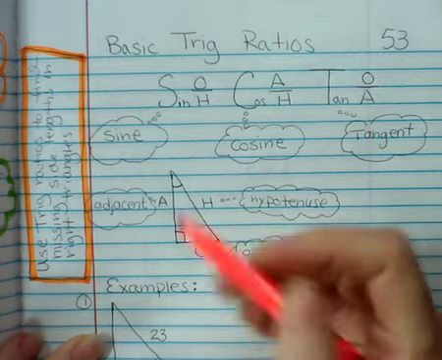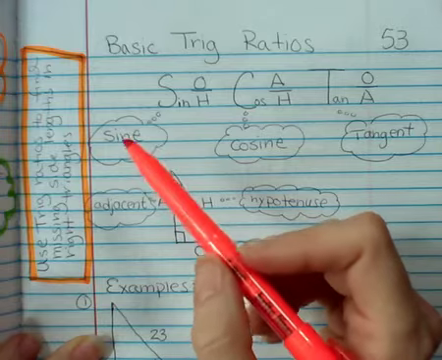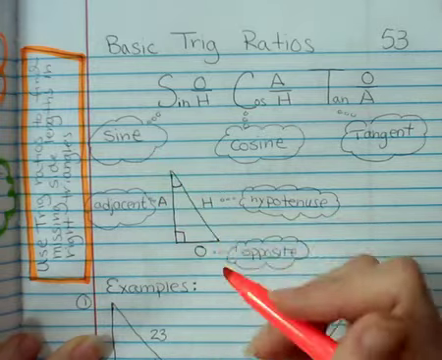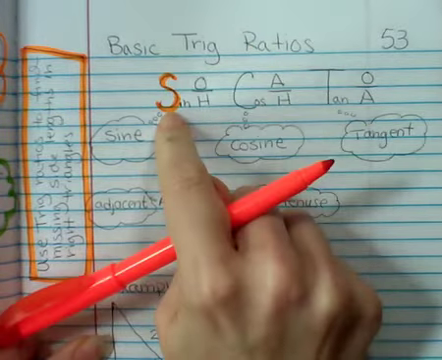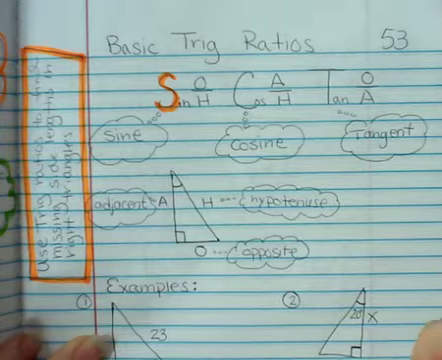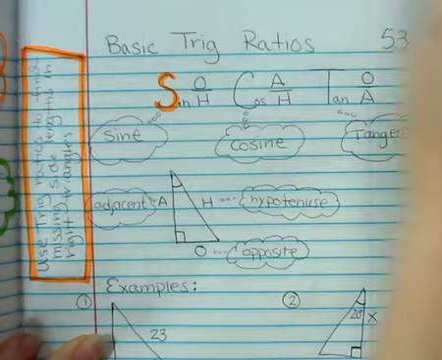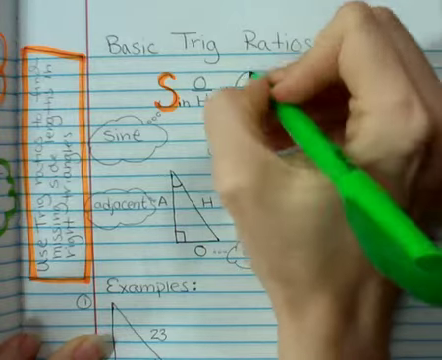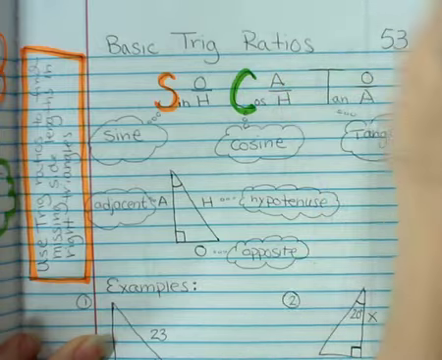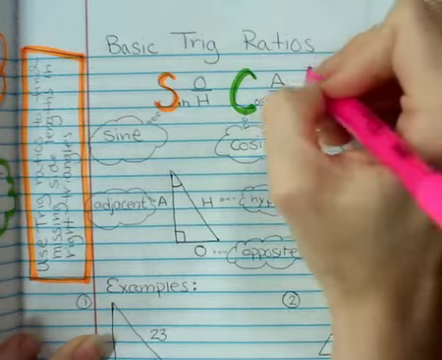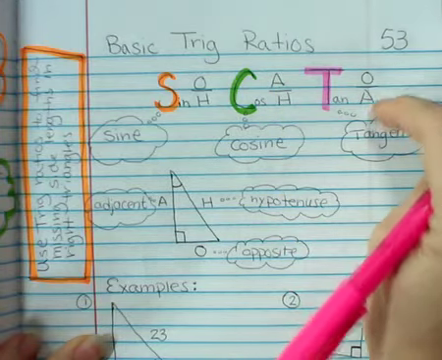We have 3 ratios, and remember that we use the acronym or mnemonic SOHCAHTOA to help us remember our trig ratios. The SO stands for sine, which is opposite over hypotenuse. The CA stands for cosine, which is adjacent side over hypotenuse. And the TOA stands for tangent, or opposite over adjacent side.